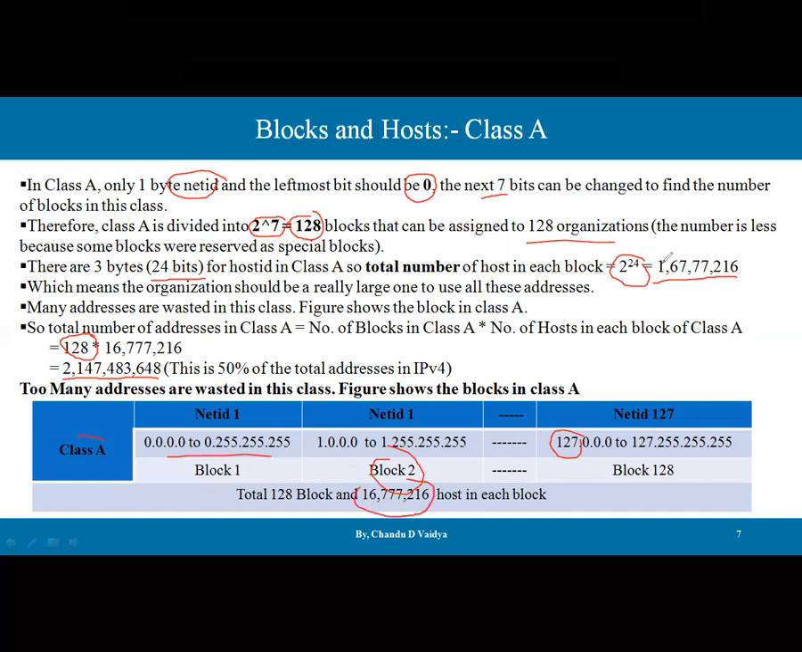So there is a slight mistake over here, guys. Okay, so this number of IP addresses are available in each block. If you multiply this value with the number of blocks, we get more than 2 billion values available with us as far as class A is concerned. Okay, but here the maximum IP addresses are going to be wasted, because that network size is never going to be required by a single organization.